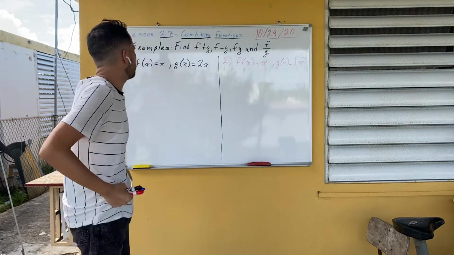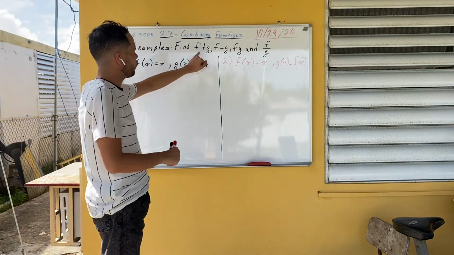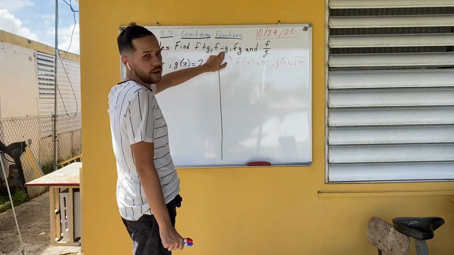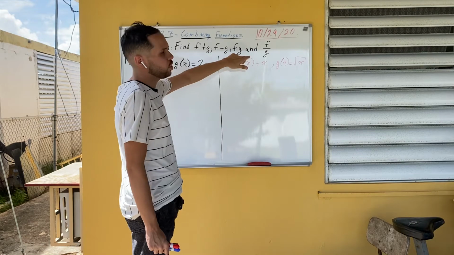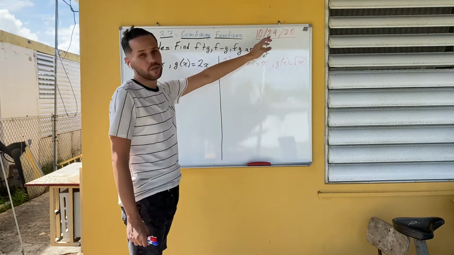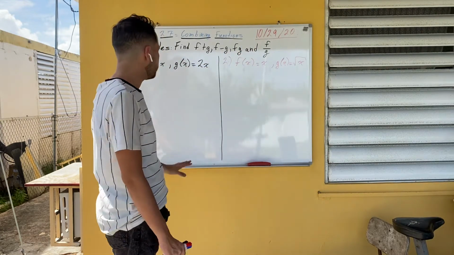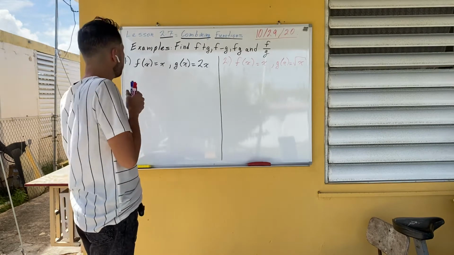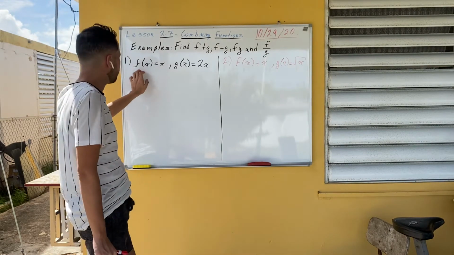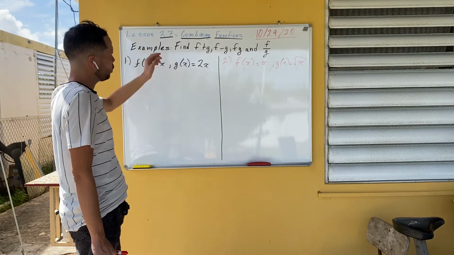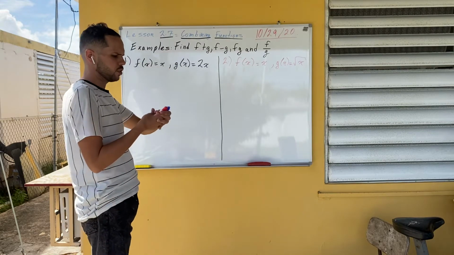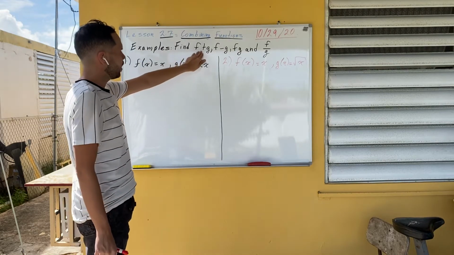So the instruction says find f plus g, also f minus g, f times g, and last but not least, f over g. Let's see how we do this on the first problem. In the first problem I have two functions: f of x equals x, and g of x equals 2x. Let's start with the first part, f plus g.